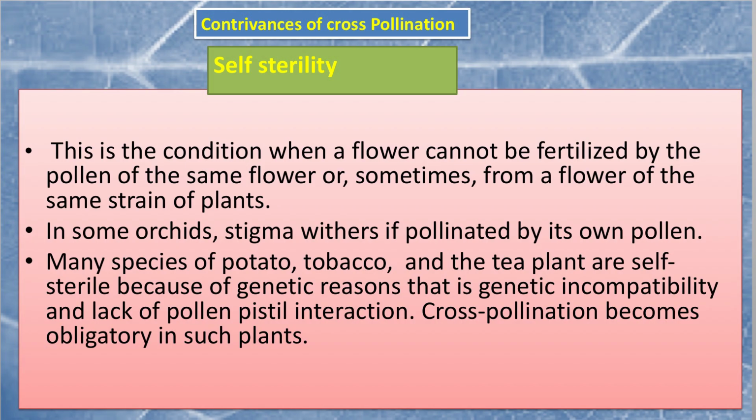This is called self sterile condition. This is seen in case of Nicotiana or tobacco. This is seen in case of potato plant, where the pollen grains become sterile when they fall on the stigma of the same flower, because they are incompatible to that stigma.